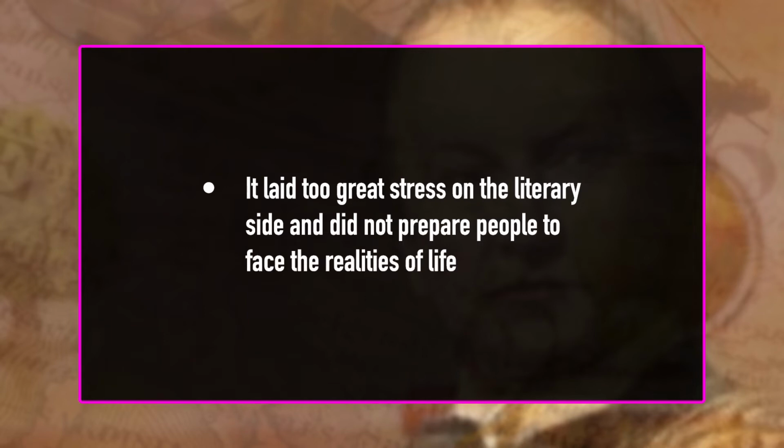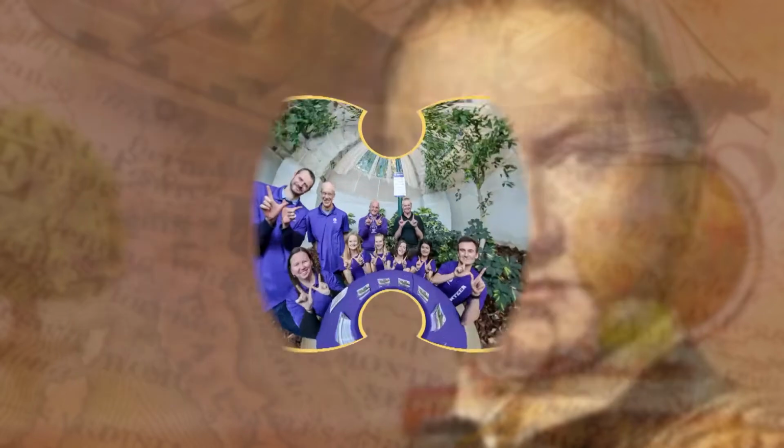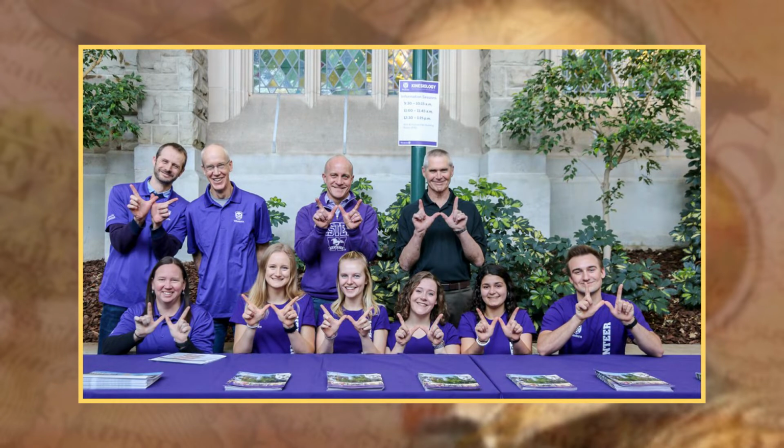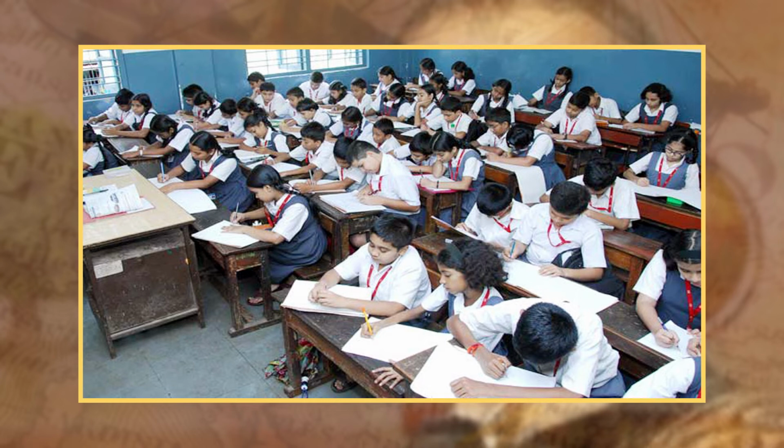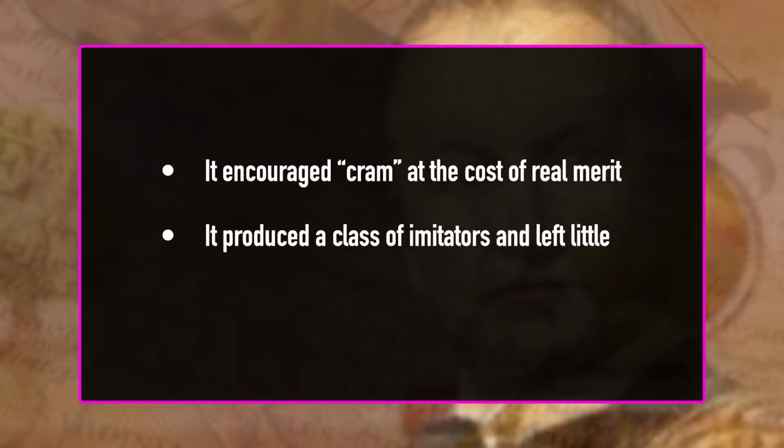Everyone in the country who has had anything to do with education in India was of the opinion that the country was very backward in education and that the system of education then in vogue was defective. It laid too great stress on the literary side and did not prepare people to face the realities of life. It gave undue importance to the English language and Western modes of thought at the cost of the vernaculars and the indigenous civilization of the country. It encouraged cramming at the cost of real merit. It produced a class of imitators and left little scope or none for originality.